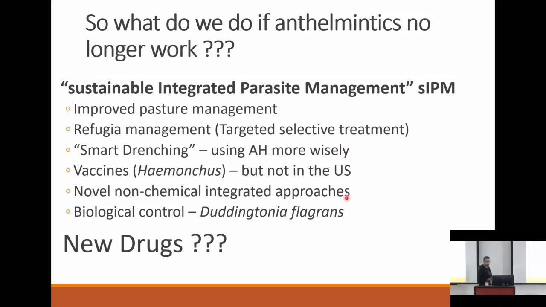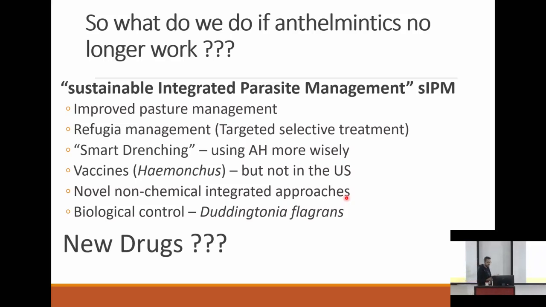Refugia management. What is refugia management? What are the targeted selective treatment plans? And the use of smart drenching, like using anthelmintics wisely. Don't use the anthelmintic in a massive way, because these are very important resources. New anthelmintic drugs will come into the market maybe in years, maybe 10 years. So use these products wisely.